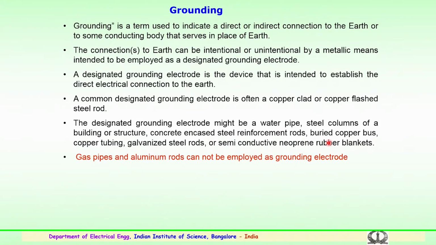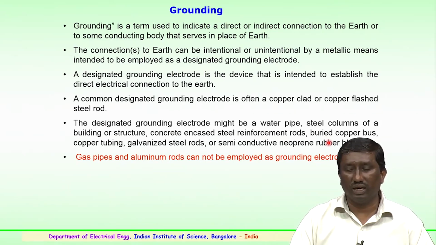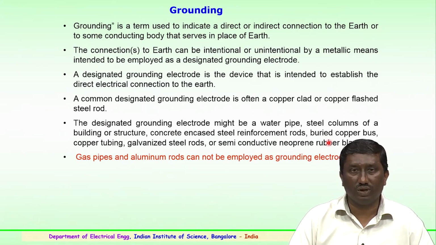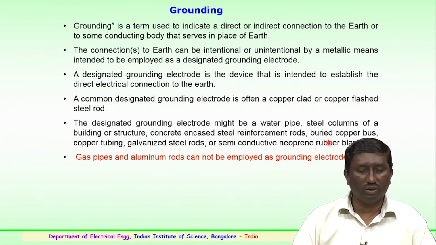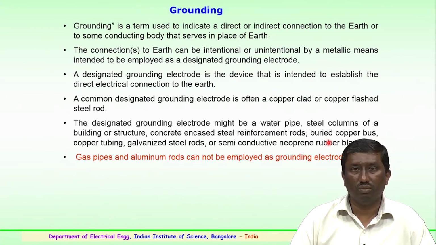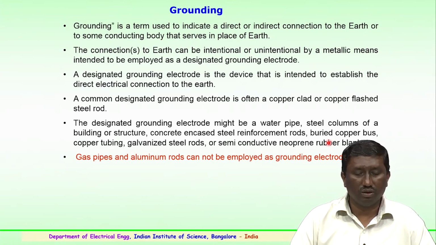Grounding or earthing is a general term used to indicate a direct or indirect connection to the earth, the mother earth, as electrical personnel call it. It means connecting to the earth or to some conducting body that serves in place of earth. In some cases the grounding could be connected to a place which serves as earth.